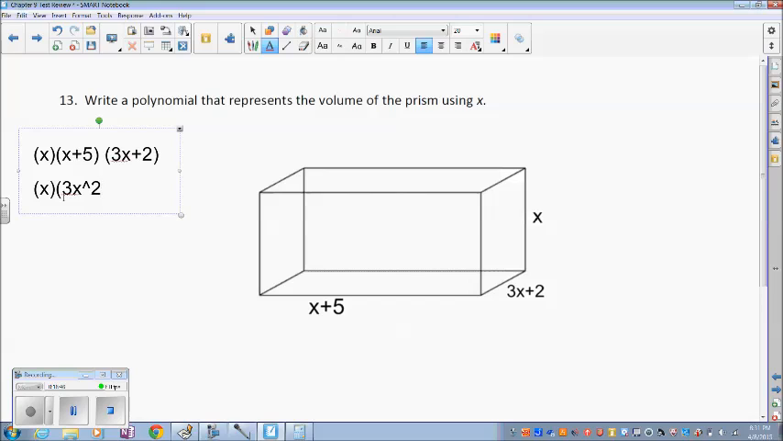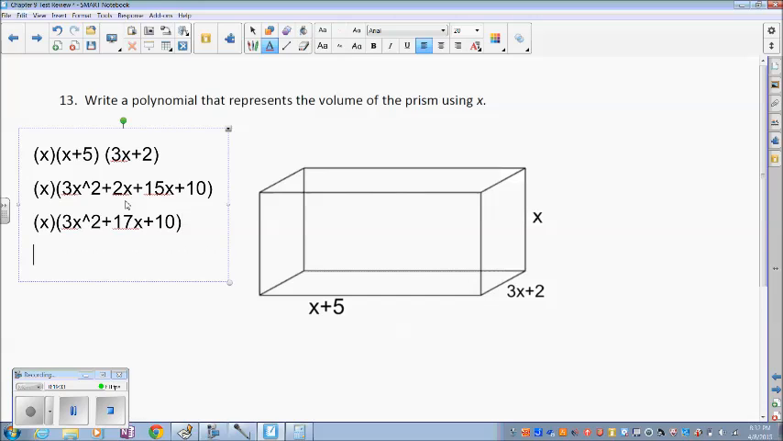X times 3x is 3x squared. And my formatting's kind of off, so it looks a little funny, but that's 3x squared. And x times 2 is 2x. Inside times inside, 5 times 3 is 15x. Last times last is 5 times 2 is 10. So now we can combine our like terms before we multiply that x out. 2x and 15x is 17x plus 10.